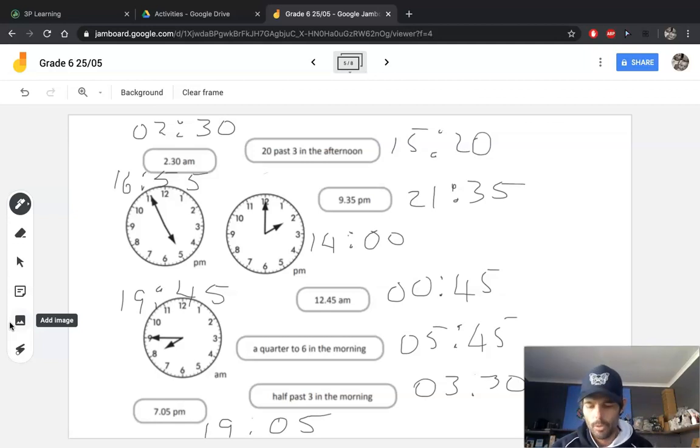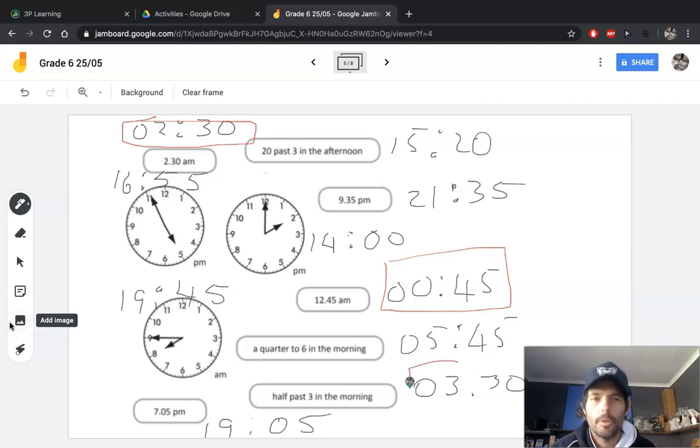So now we need to put them in order, and we needed to put the earliest first. So the earliest one is going to be 12:45 a.m. Okay, so if you're thinking about when the day starts, it's going to start just at midnight, so 0045 will be first. That will be followed by 2:30 in the morning. Okay, so that will come second. Then we've got 3:30 in the morning, which will come third. Okay, let's put some numbers in there.